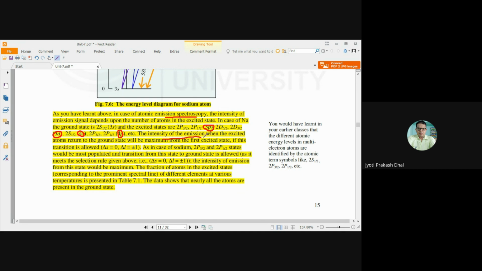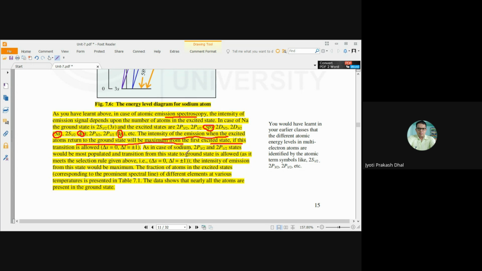So the intensity of the emission when the excited atoms return to the ground state will be maximum from the first excited state. So the two lines will be yellow color. That will emit electromagnetic radiation of yellow color. That means the maximum probability is that the electrons of the isolated sodium gaseous atom will undergo excitation from 3s to 3p, and again they will come back from 3p to the ground state.